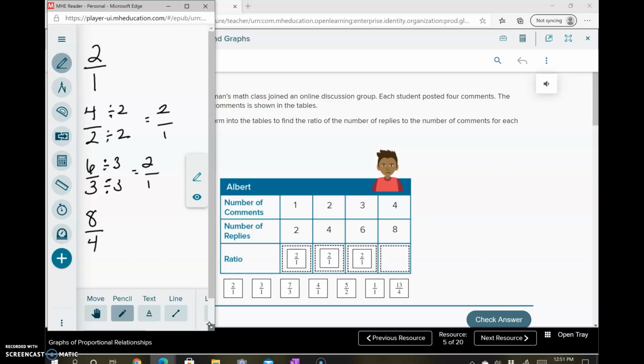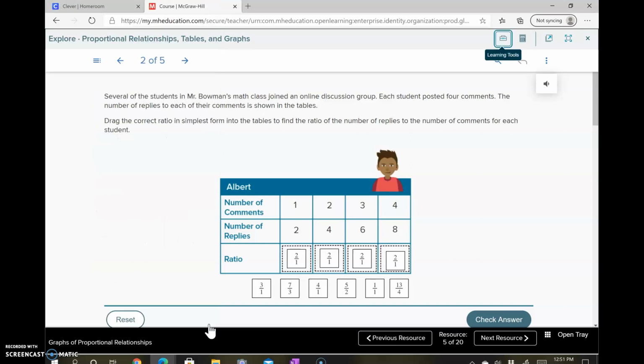These are both even numbers, so let's go ahead and divide by 2 since they're even. My computer's crying right now. 8 divided by 2 is 4. 4 divided by 2 is 2. But they're still even numbers. Let's divide by 2 again. 4 divided by 2 is 2. 2 divided by 2 is 1. So we have 2 over 1. Let's check our answer. We got them all right.